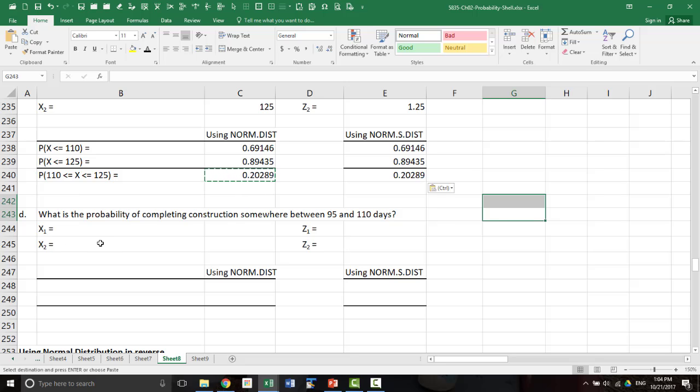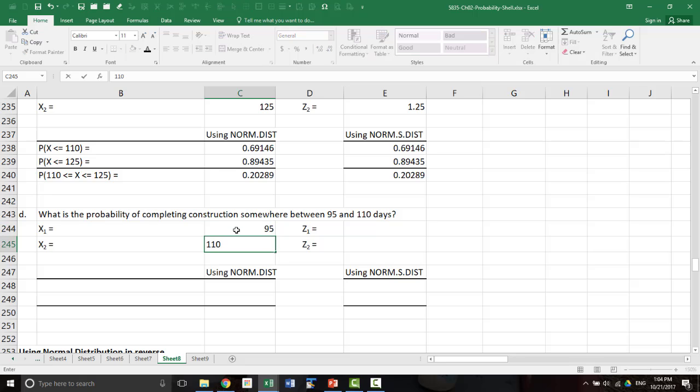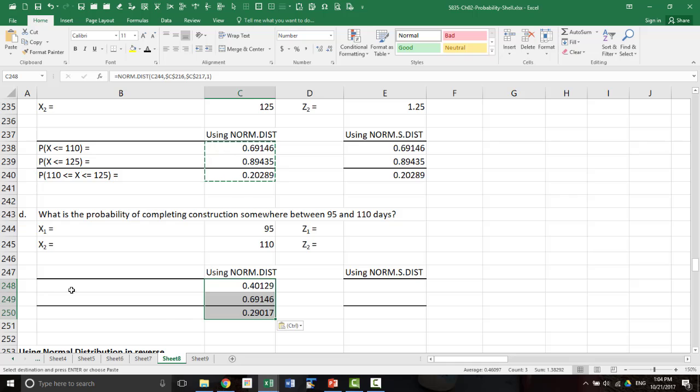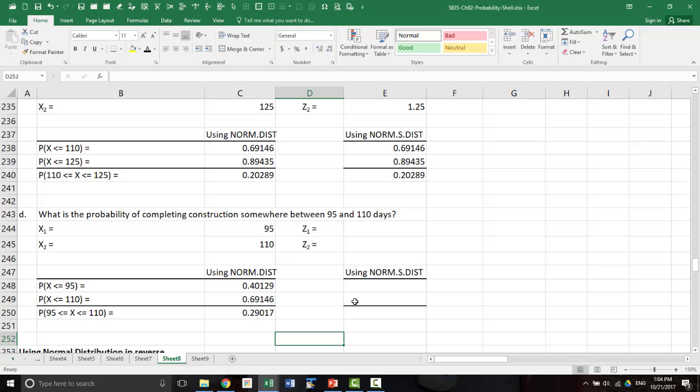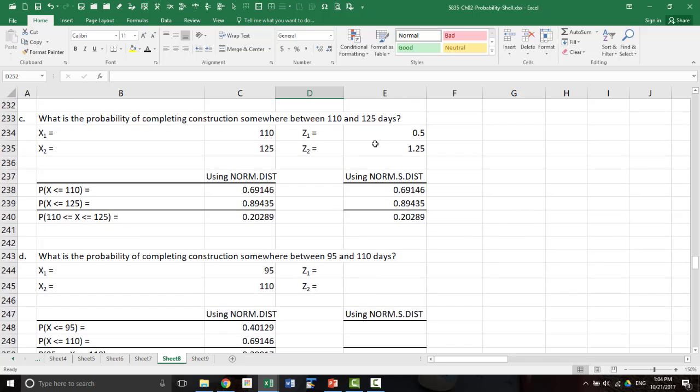What is the probability of completing the construction between 95 and 110 days? So 95 and 110 days. Well, same like here, right? So all you have to do is just copy these, and that would be these probabilities. And same, you can copy all of that.